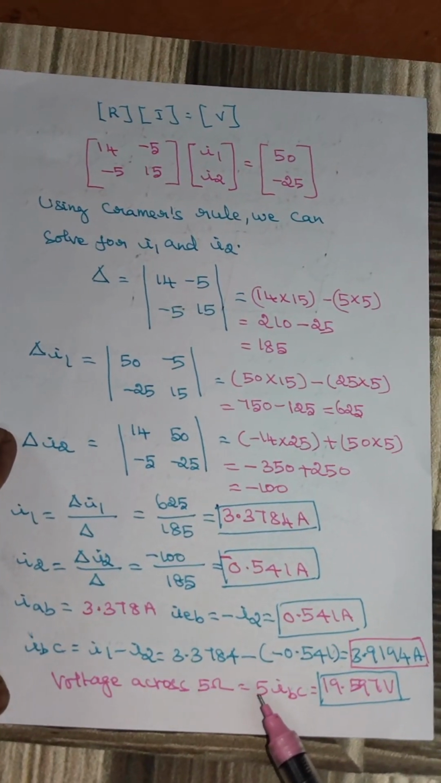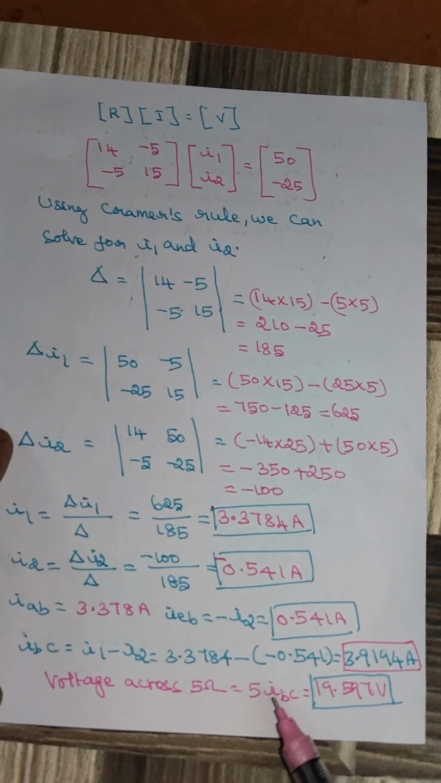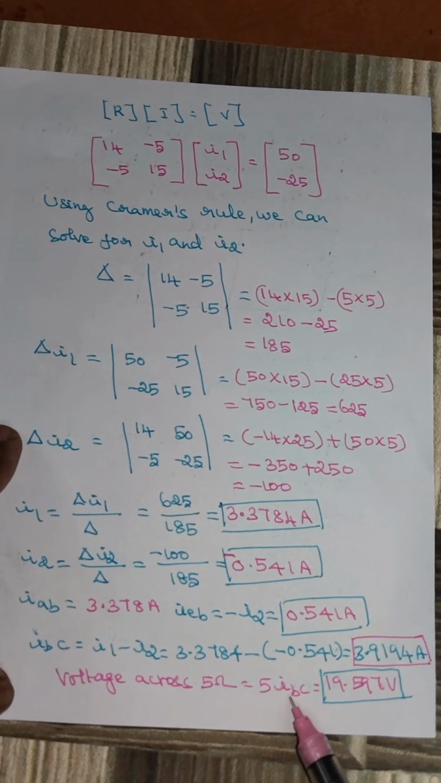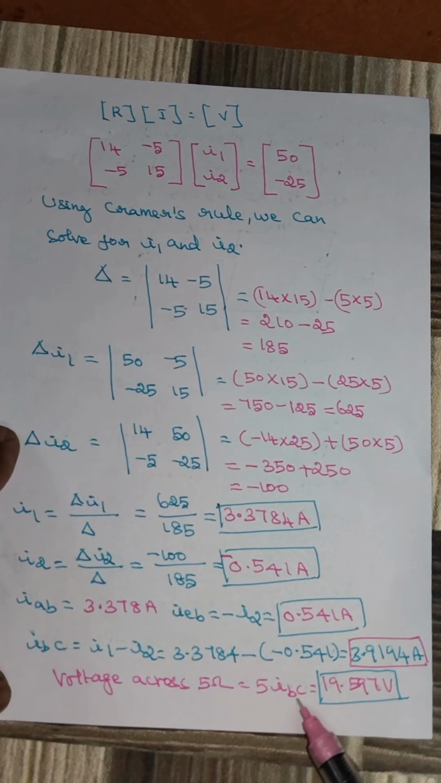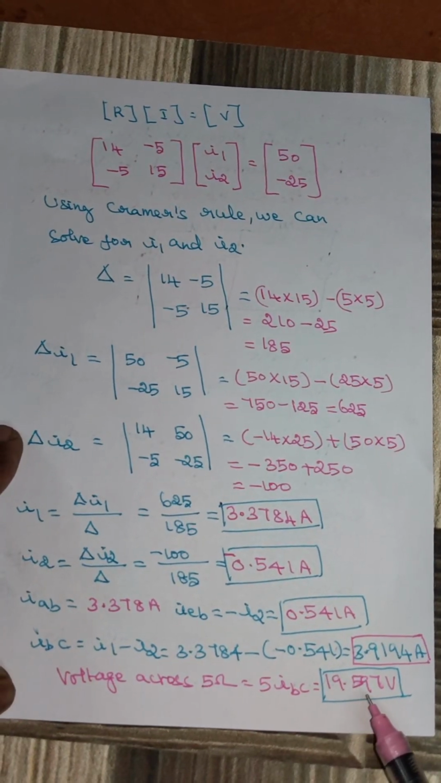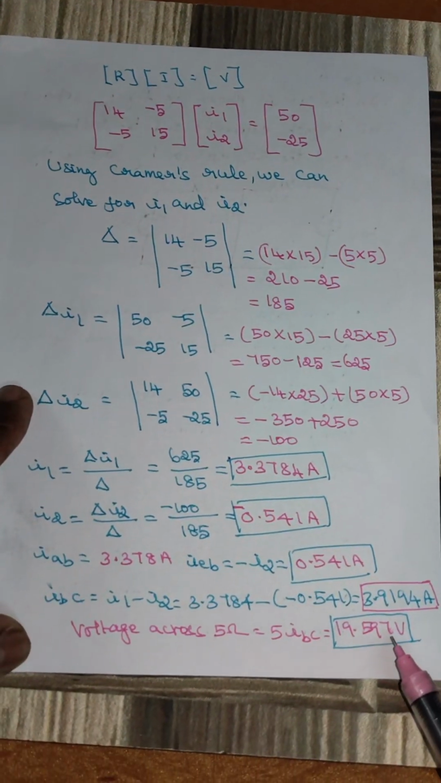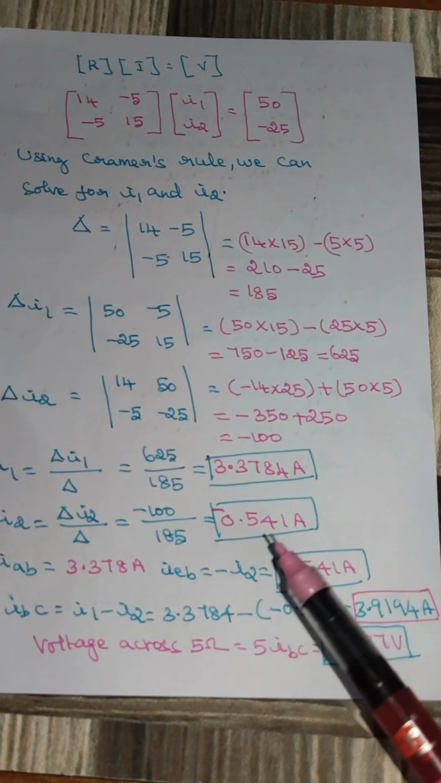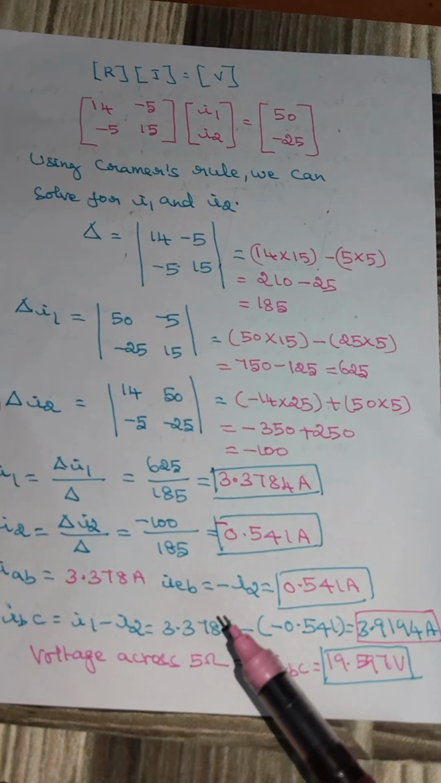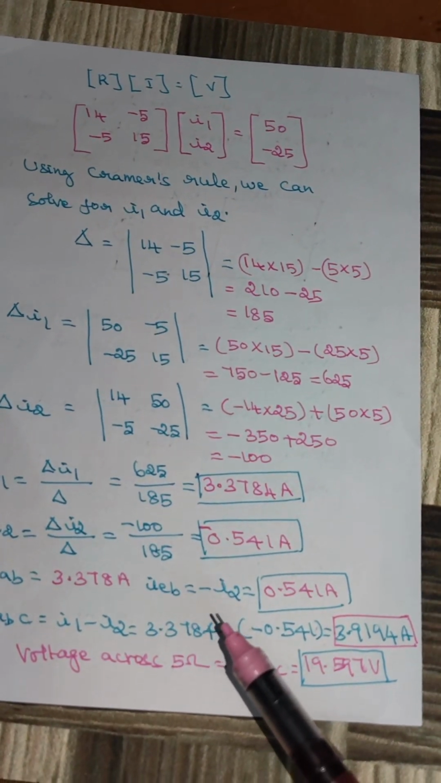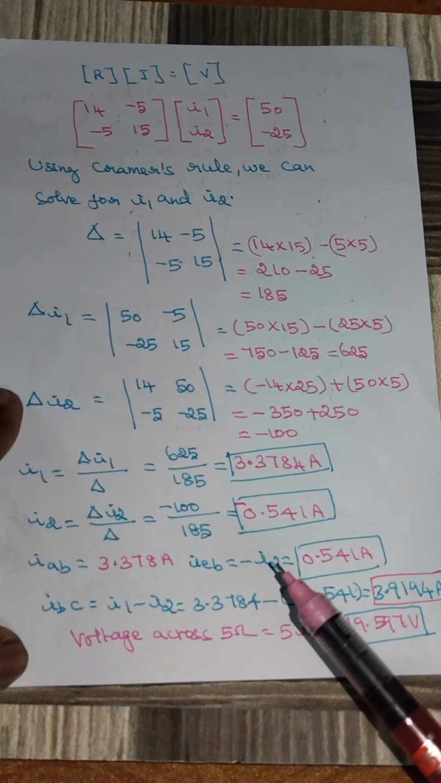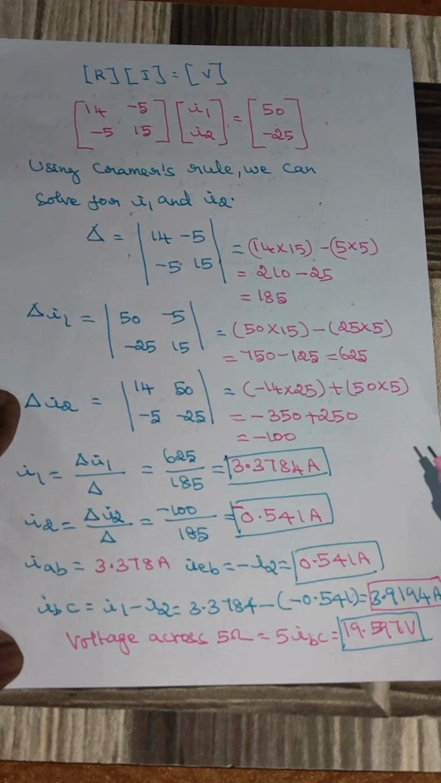And again you have to calculate the voltage across the 5 ohm. The voltage can be calculated as resistance into the current flowing through that resistance. So the value of resistance is 5 ohm and the current is IBC. If you multiply these two values, we have 19.597 volt. So I hope all of you understood the mesh analysis method and how it is used to calculate all the currents flowing through the circuit. Thank you.